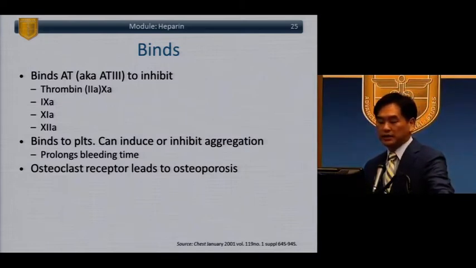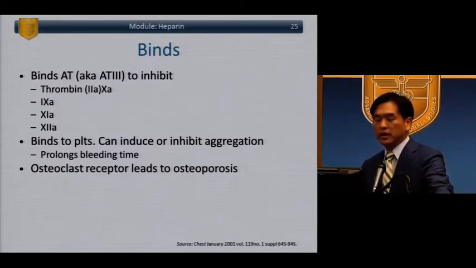Okay, so let's remember how heparin works. Heparin binds, it's a facilitating drug. It binds antithrombin, formerly known as antithrombin 3, to inhibit thrombin. So it helps antithrombin do its work. It also works at factors 9, 11, and 12. Remember that heparin binds to platelets, which can either induce or inhibit platelet aggregation. Generally speaking, it'll prolong your bleeding time.